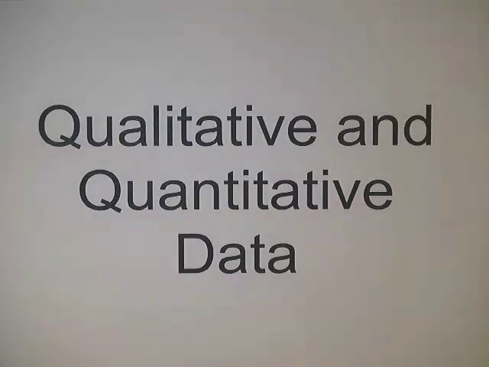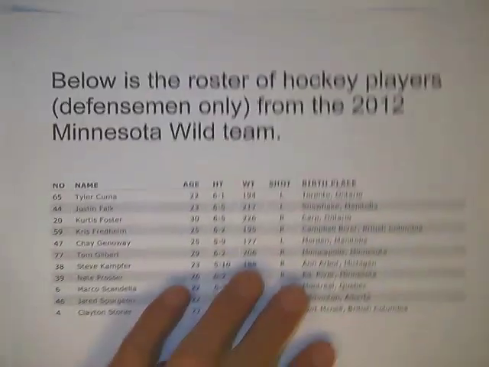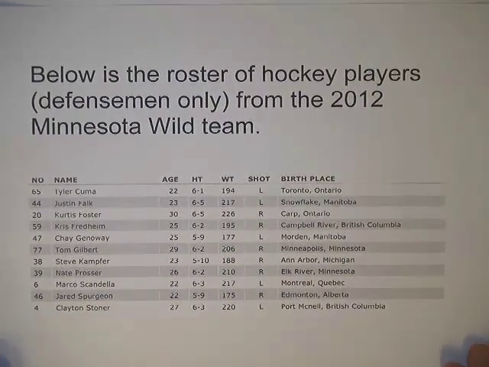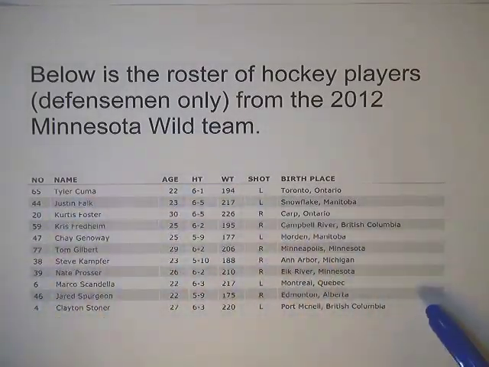Hi, this tutorial covers qualitative and quantitative data. So let's just start with a data table. Below is the roster of hockey players. Now we're only looking at the defensemen from the 2012 Minnesota Wild team. You can see that there are a lot of different data values in here.